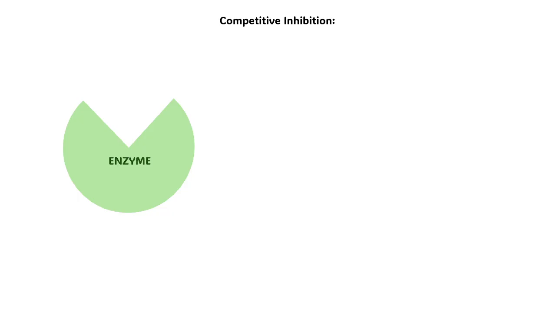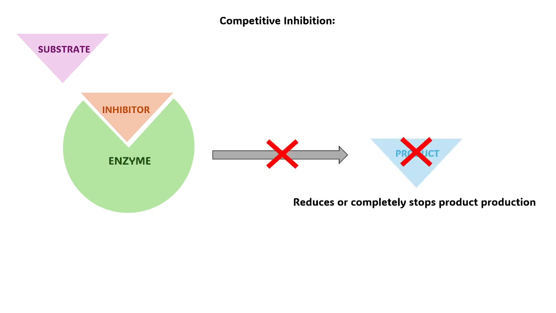Starting with competitive inhibition, as the name suggests, the inhibitor molecule competes with the substrate for binding to the enzyme's active site. These competitive inhibitors resemble the actual substrate structure, allowing them to fit into the active site. However, unlike the real substrate, the competitive inhibitor does not undergo a chemical reaction and is not converted into products. By occupying the active site, competitive inhibitors successfully block the substrate from binding, which reduces or completely stops the enzyme's activity.